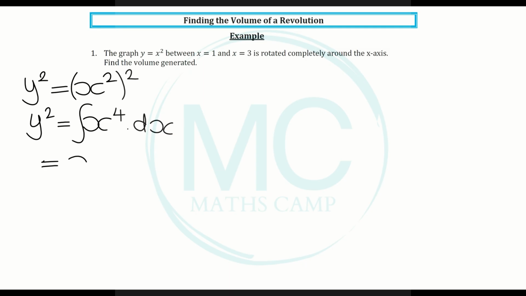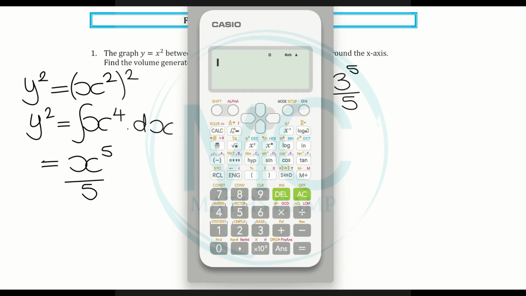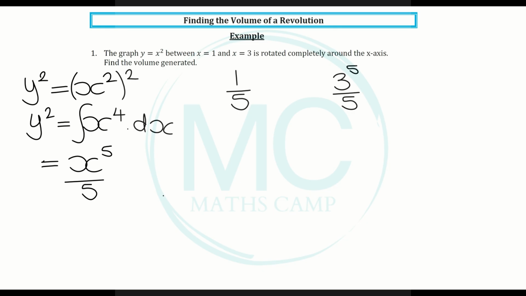I'm going to get x with an exponent of 4 plus 1, which is 5, all over 5. Now we can substitute 1 and 3 into our x values. Let's start when x is 1. We have 1 with an exponent of 5, remains as 1, over 5. Now we can substitute 3 into x. We're going to get 3 with an exponent of 5, over 5. Take your calculator. 3 with an exponent of 5 over 5 is equal to 243 over 5.